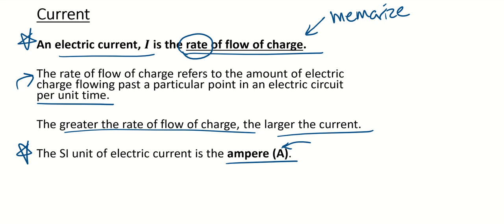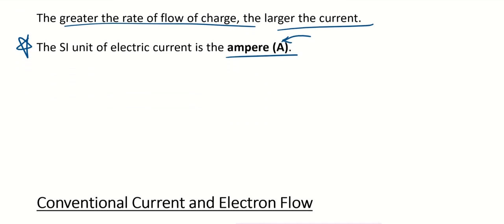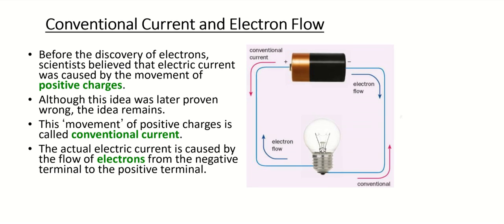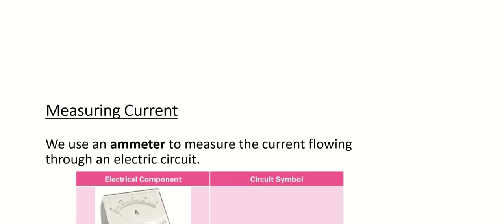But if I were to ask you to spell out what is the unit, okay, you have to spell it in small letter a, ampere, A-M-P-E-R-E, named after a French scientist. Okay, so this is the current. So just now we actually talked about electron flow and current, right?